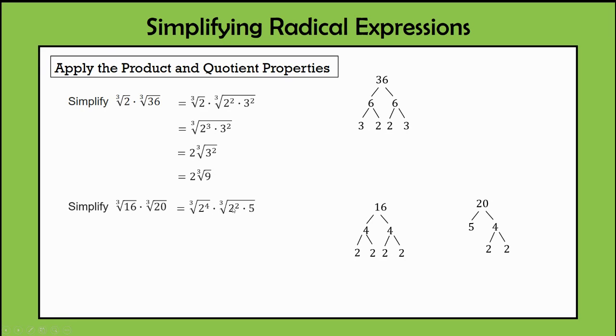Because I'm multiplying these radicals together, I can bring what's underneath the symbols together. That's going to give us 2 to the 4th times 2 squared is 2 to the 6th times 5. Because it's a cube root, I want to write things to the third power. I want to write my base numbers to the third power. So it's going to give me 2 cubed times 2 cubed times 5. And then the index cancels the power. So those 2's will come out. 5 stays underneath. I wind up with 4 cube root of 5. Simplified answer.